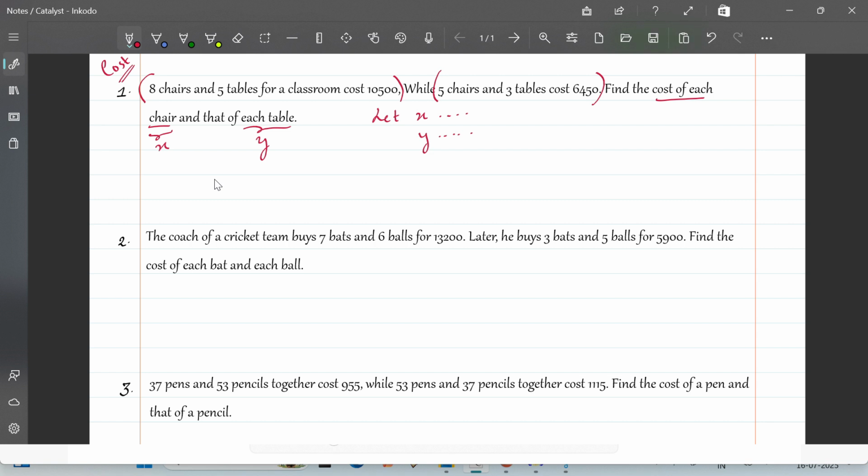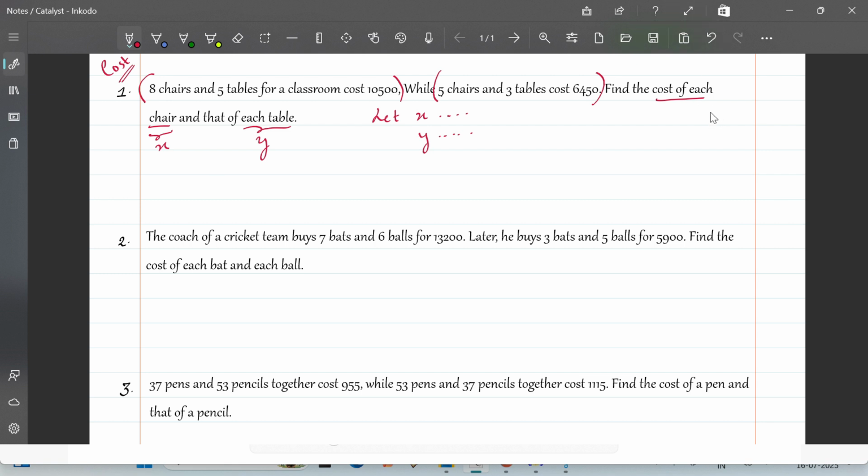So in the given question, you will have 2 statements which will give us 2 equations which we have to carefully find out. Okay, in these questions it will be very obvious. 8 chairs, 5 tables for a classroom cost 10,500 rupees. Now what did we tell? The cost of one chair is how much? It is x rupees. Okay, what will be the cost of 8 chairs? 8x rupees.